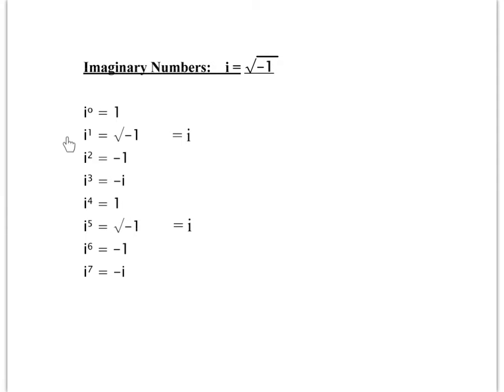So every 4 powers, it has the pattern of going 1, i, negative 1, negative i, 1, i, negative 1, negative i. So i to the 8th would be back to 1. i to the 9th would be i, etc.